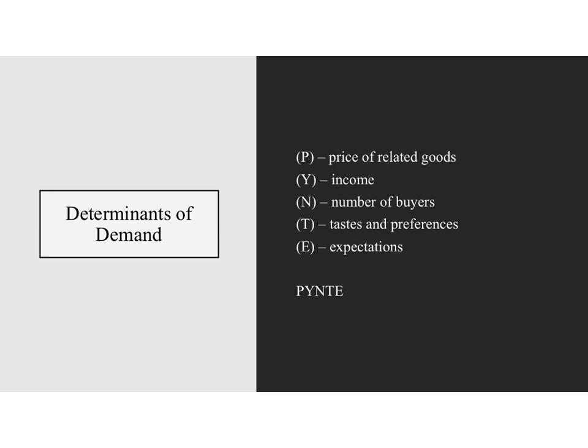So a little wrap up. We've examined 5 different determinants of demand: price of related goods, income. Very often in economics, we use the letter Y to represent income. This is particularly true in macroeconomics. Number of buyers, N, tastes and preferences, T, and expectations. This forms the acronym PYNTE, P-Y-N-T-E. This may help us remember the 5 determinants of demand.